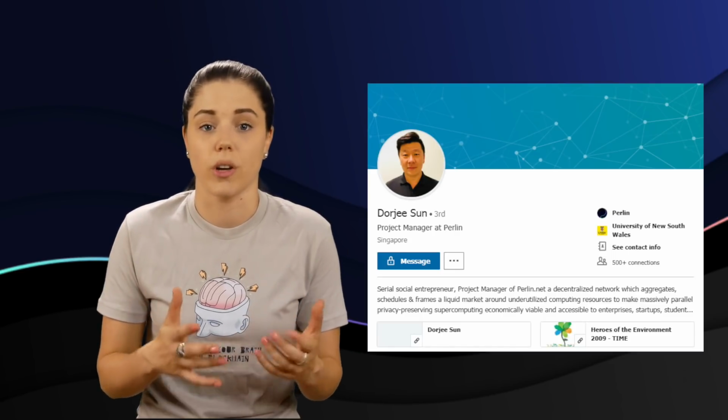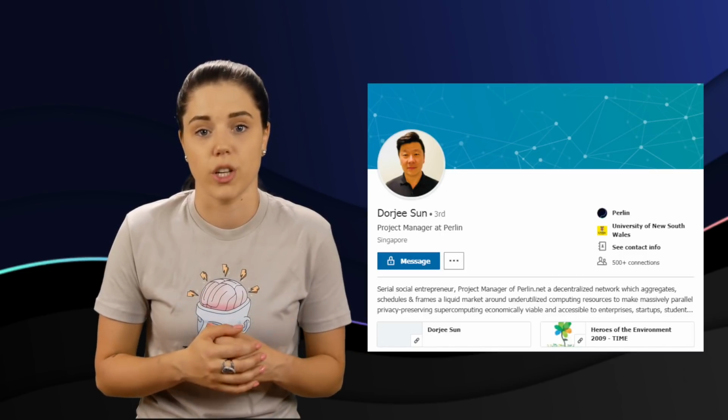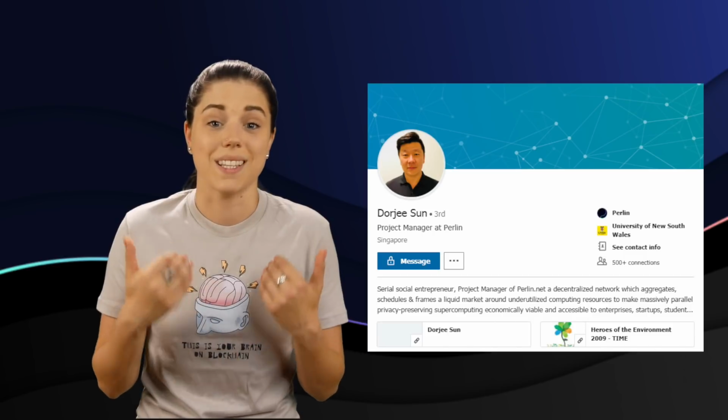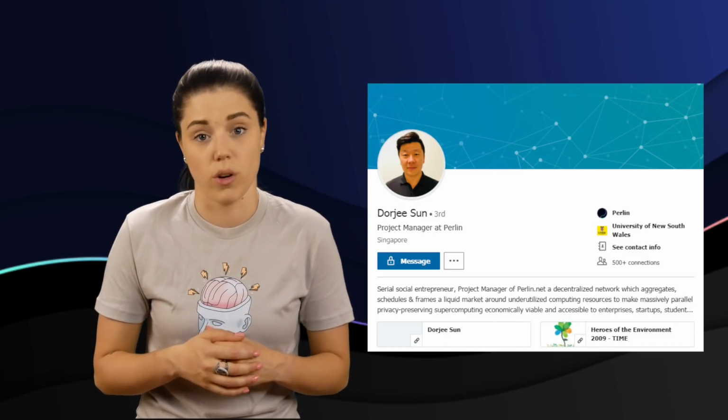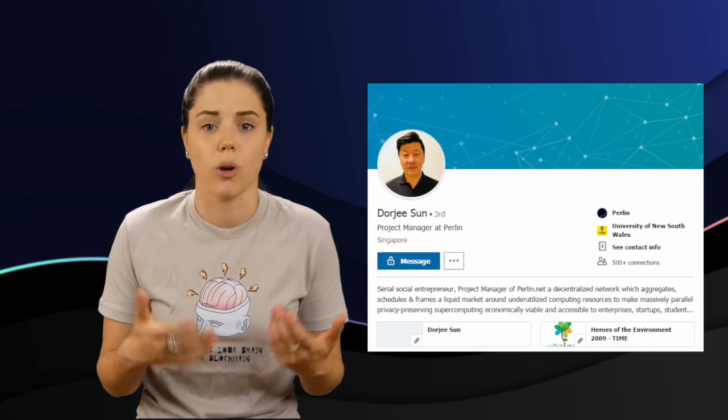Out of the team, Dorjee Sun is the project manager and co-founder. He's a serial entrepreneur who's most famous for founding Carbon Conservation, which is a social enterprise that helps to facilitate carbon credit deals, which has led to the preservation of large areas of the rainforest. He also serves as an advisor to other crypto projects like Sentiment, Republic Protocol, and Loki.